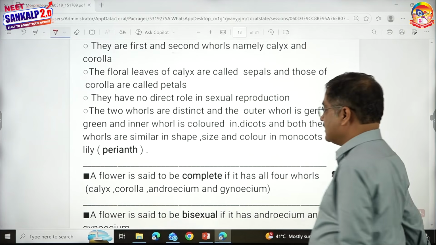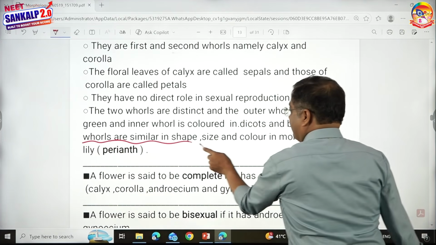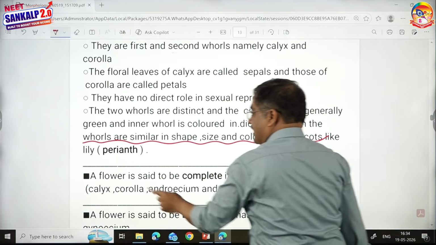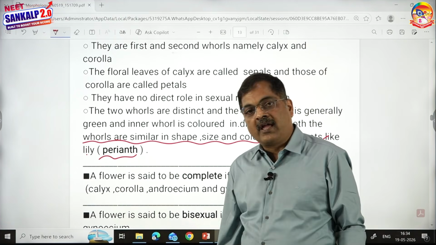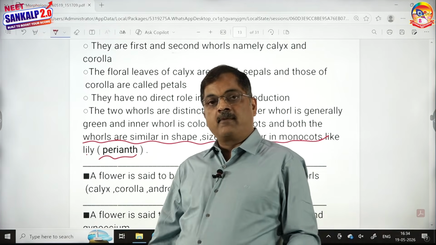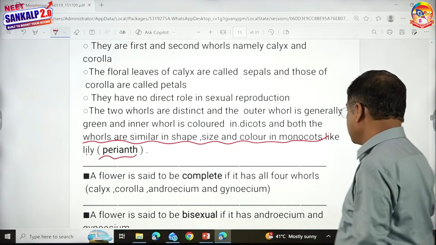And both the whorls, this point is important, both the whorls are similar in shape, size and color. In lily, you call it perianth. When sepals and petals look alike, you call them tepals or perianth leaves. That is the characteristic of lily.